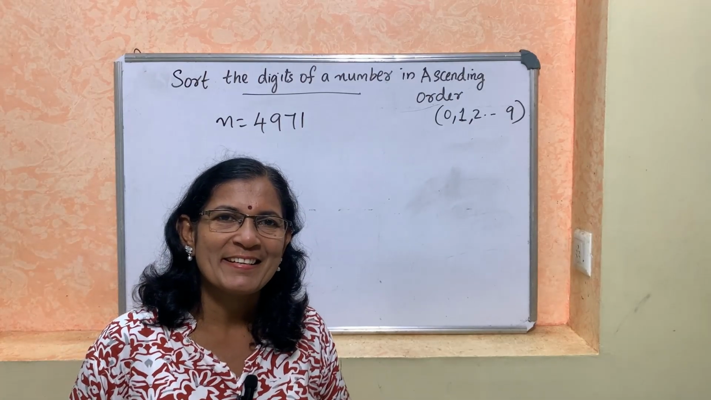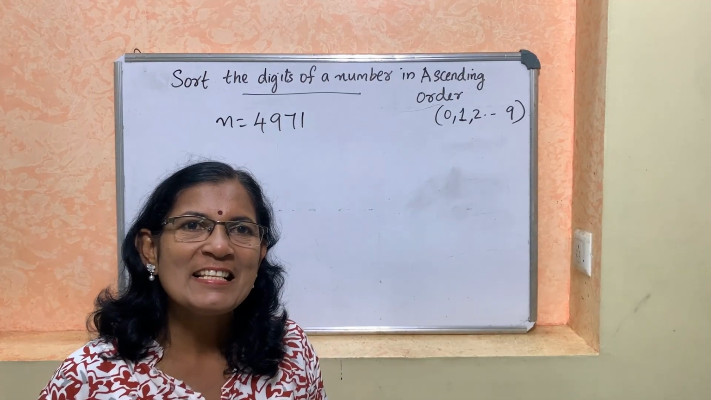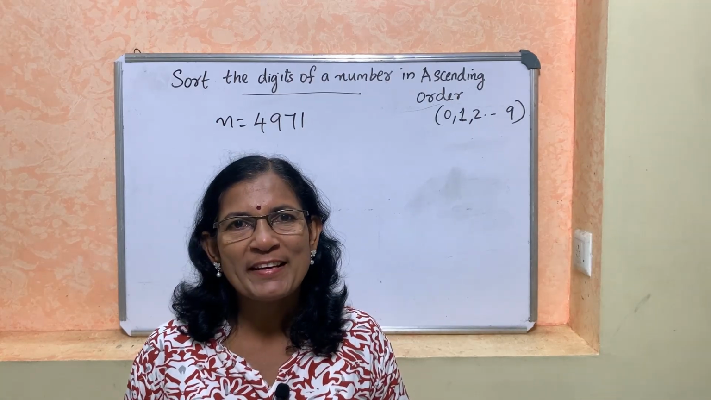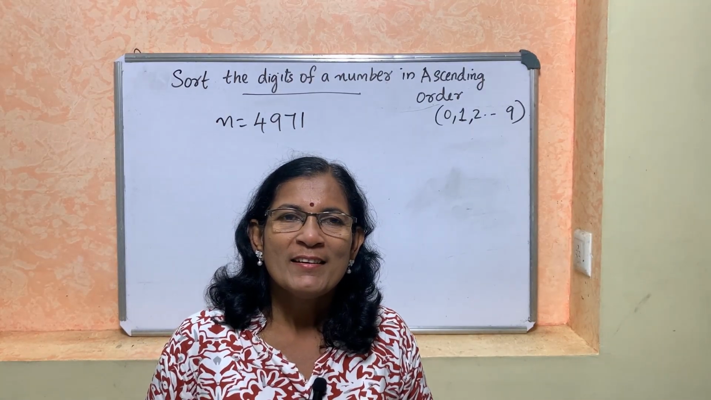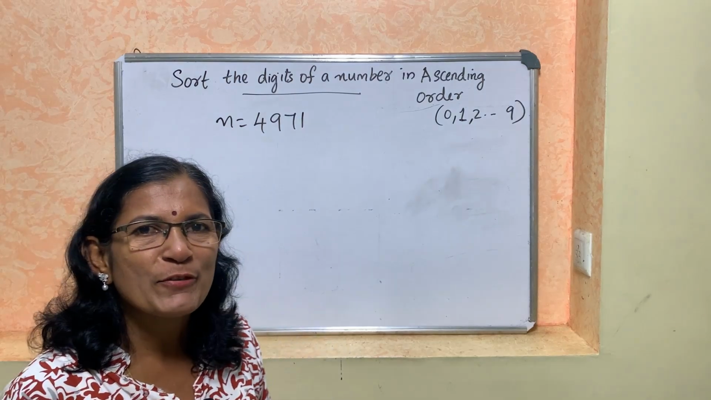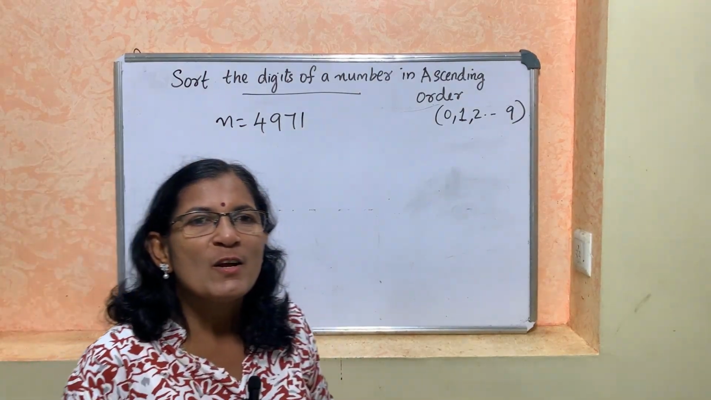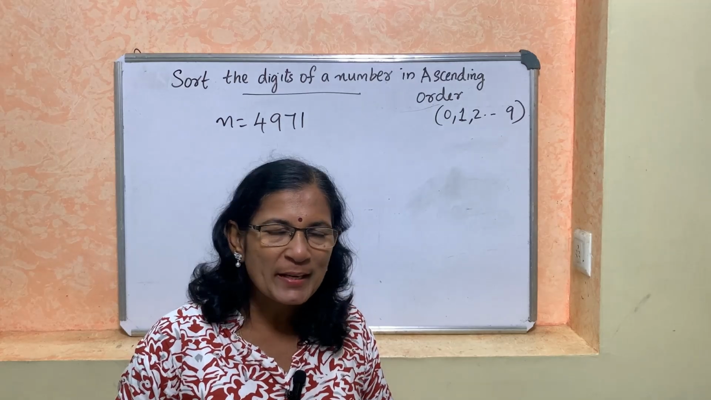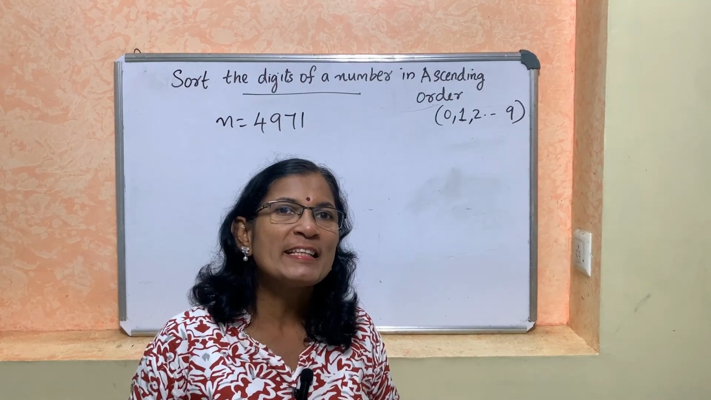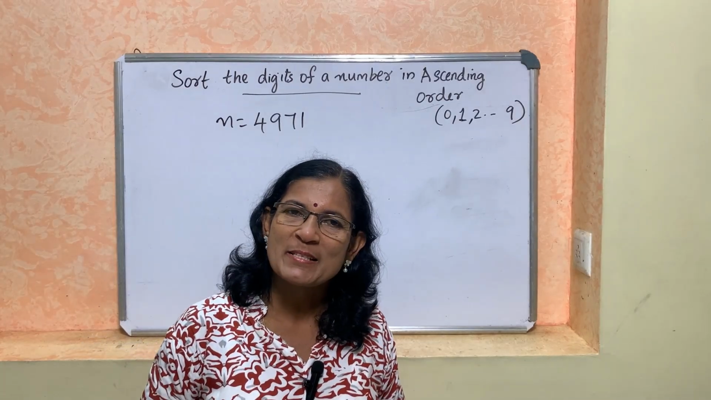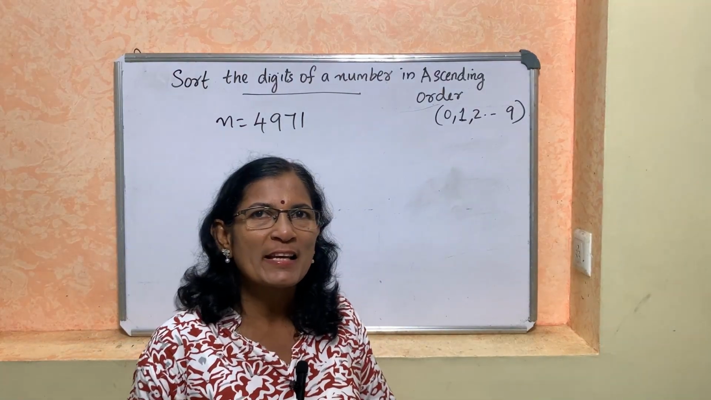Hello friends, today let's learn how to write a program in Java to sort the digits of a given number. Let's take an example, say n is equal to 4971. Whatever the number may be, it will have only the digits from 0 to 9, as we use the decimal number system to record any numerical quantity.